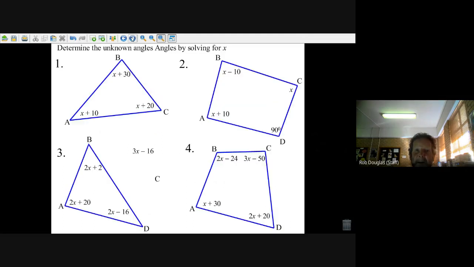And that's it. That's all of the stuff. You add up the angles inside with a triangle to equal 180 and with a quadrilateral to equal 360. And then you just solve it.